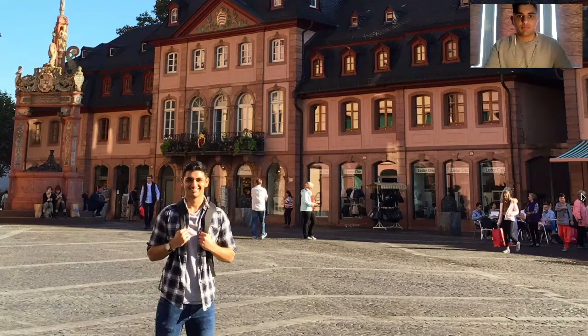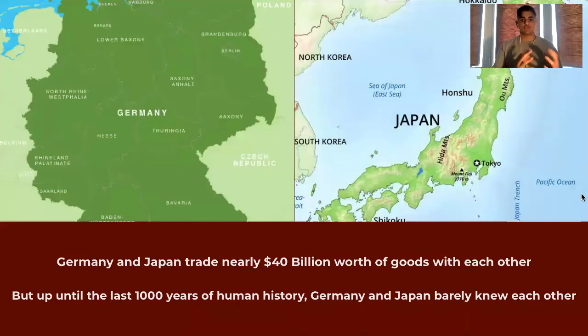A really good example of this would be Germany and Japan. Today, Germany and Japan trade nearly $40 billion worth of goods with each other. You'd be hard pressed to go to one of these countries and mention a German person or a Japanese person and they wouldn't have an idea of who that person would be or where that country is located on a map. This was not always like this. Up until only around the last 1,000 years of human history, Germany and Japan barely knew each other.